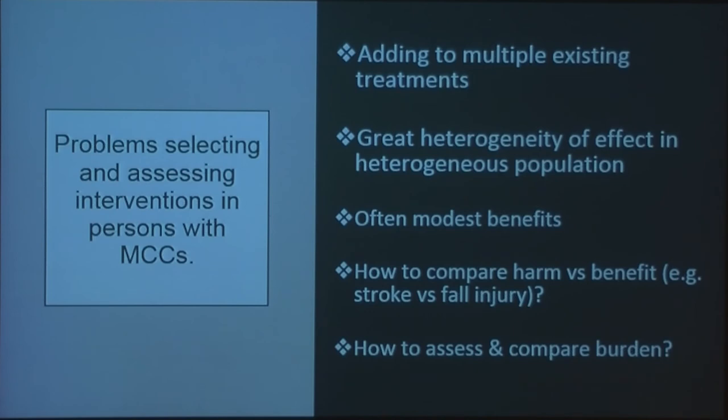And I think we really lose sight of the fact that when you think about the burden of care, a lot of those interventions are not giving a lot of benefit. And again, how do you compare harm versus benefit? Who would rather have a stroke versus a hip fracture? How can you even ask that stupid question that I did? And again, how do you assess and compare burden, which I think needs to be part of everything?